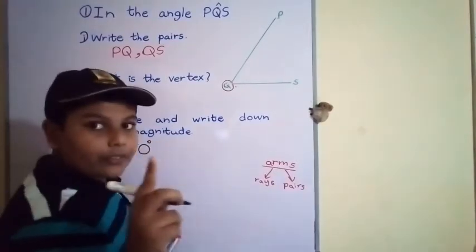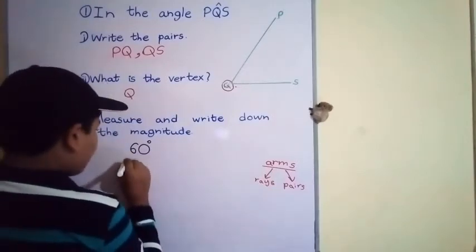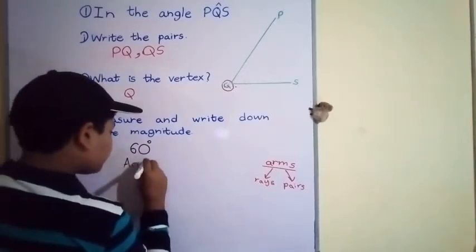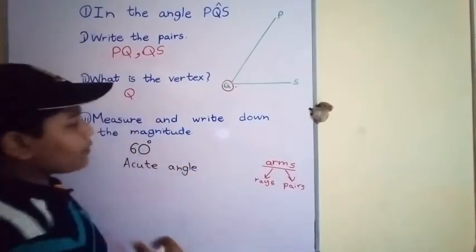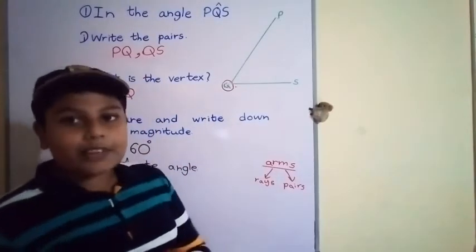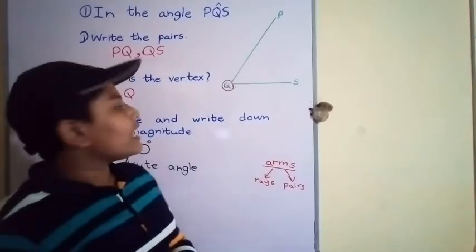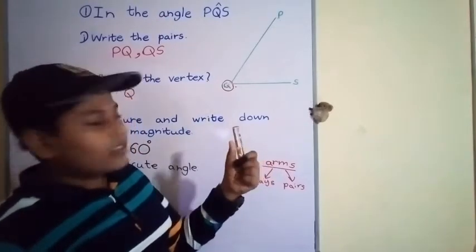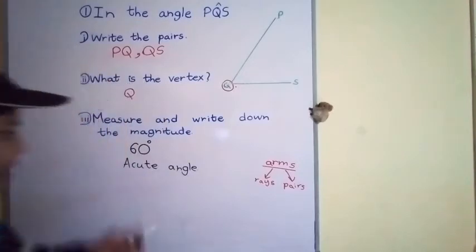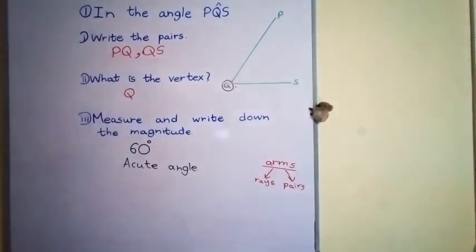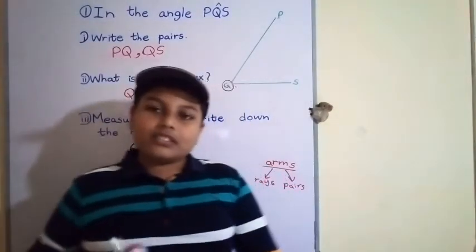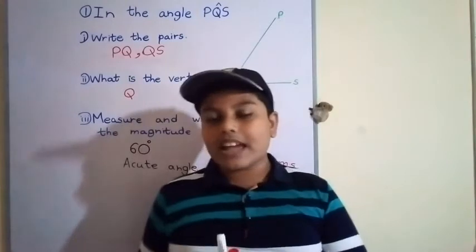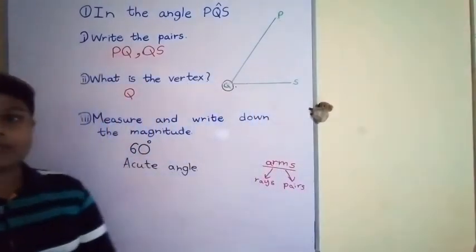Now what is the type of the angle? Acute angle. If you write these questions on a piece of paper and you have 50 degrees, you write that answer for 50 degrees and write the type of angle as acute angle. It is the same for the other one because they have the same magnitudes.